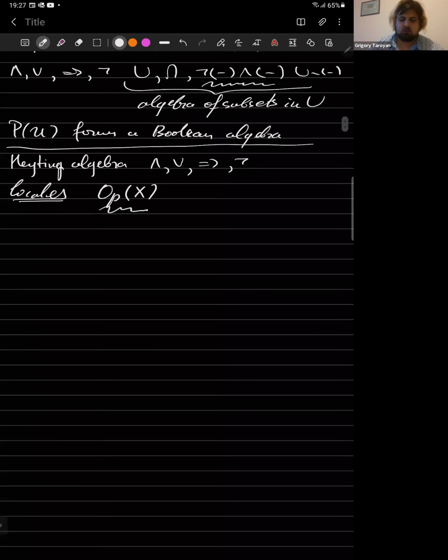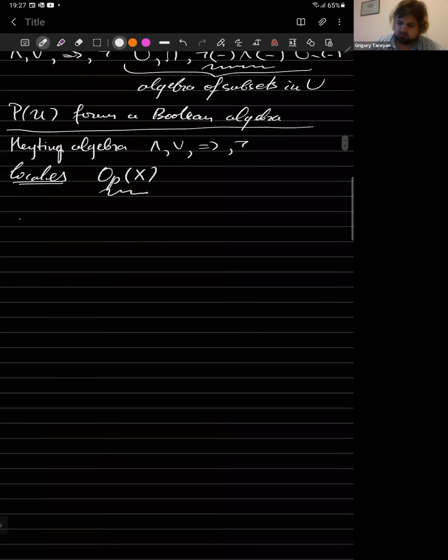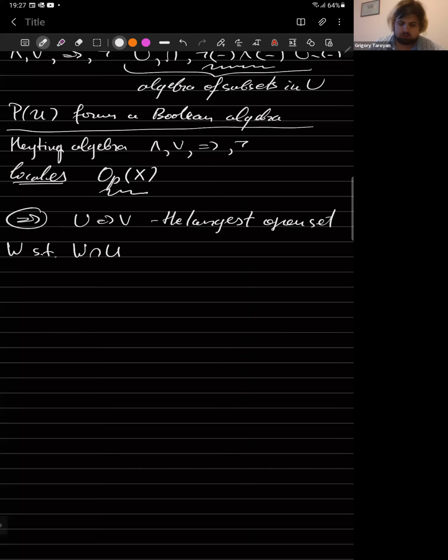However, we have to reinterpret certain operations. So implication now becomes the following. U implies V is the largest subset. Sorry, not a subset. It's just the largest open set W such that this intersection belongs to V.